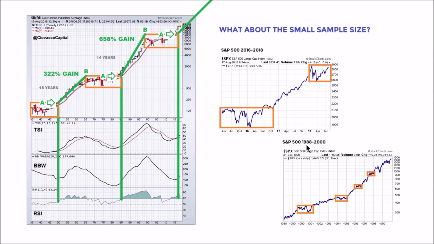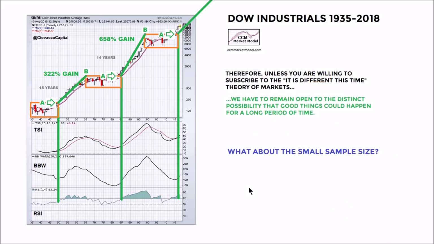S&P 500, 1988 to 2000, market needs to consolidate its gains. Market rallies, needs to consolidate, rallies, needs to consolidate. And even if this is a problem, the weight of the evidence aligns with the theory that we should remain open to the distinct possibility that good things could happen for a long period of time.